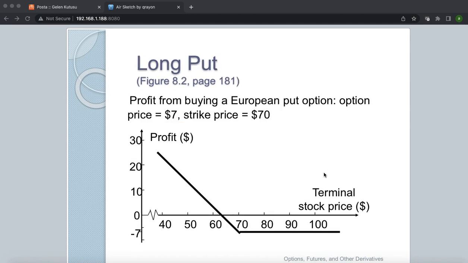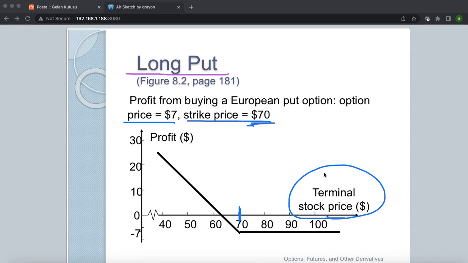What about a put option? If we are in a long put position, that means we have purchased a put option contract. Now in this example, the numbers are slightly different. The price of the option is $7. Strike price is $70. So here is my strike price. If I have a long position, that means I have the ability to sell this underlying stock for $70. So if the final maturity price is below this 70, I will be making a gain because I'm selling at a higher price, which is 70.